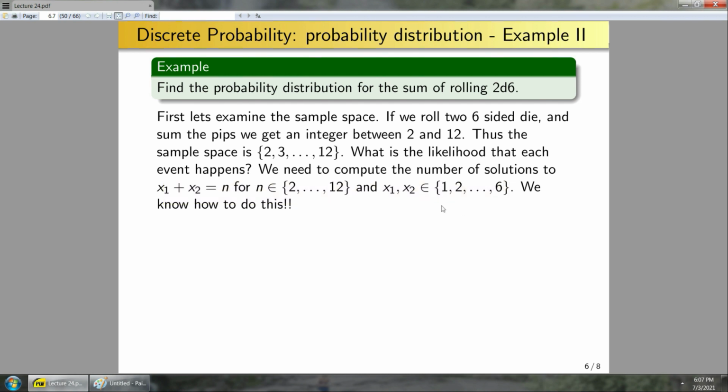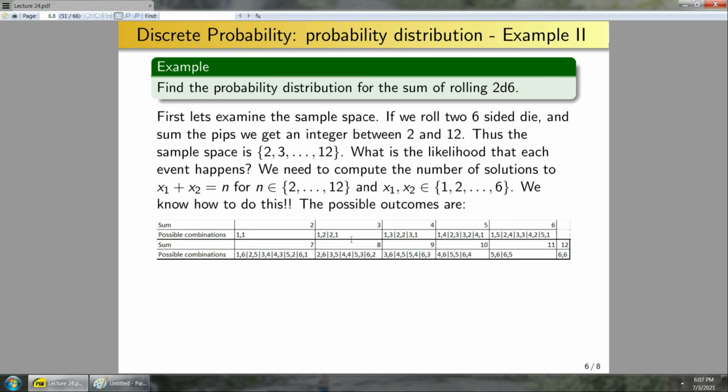Now, we've talked about multiple techniques for counting the number of solutions to these types of equations under these types of constraints. So for this case, we can just do a brute force method. So the possible outcomes are, well, if I want to get a 2, I need to roll a 1 and a 1. If I want to get a 3, I need to roll a 1 and a 2, or a 2 and a 1, etc. Like if I want a 7, these are all the possible dice rolls that I can roll.